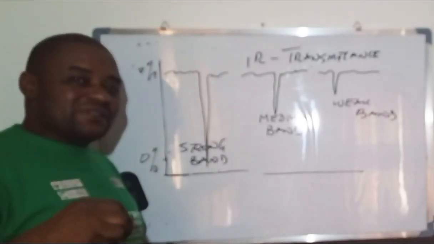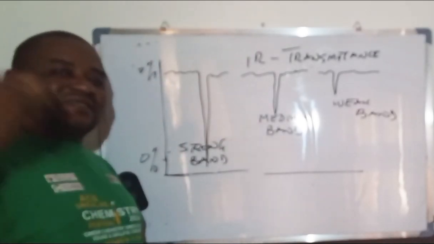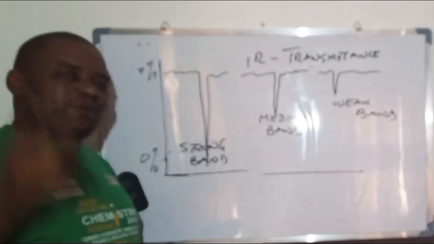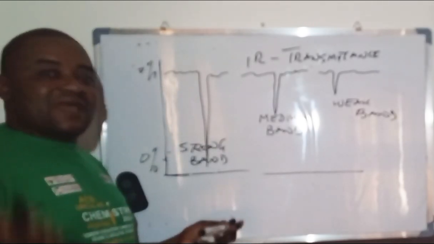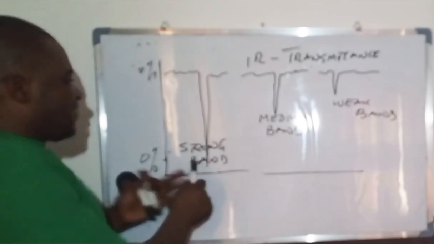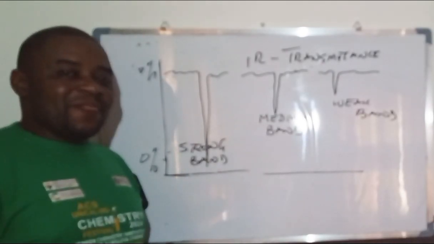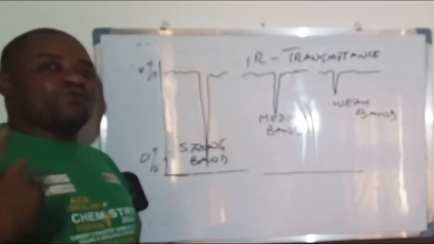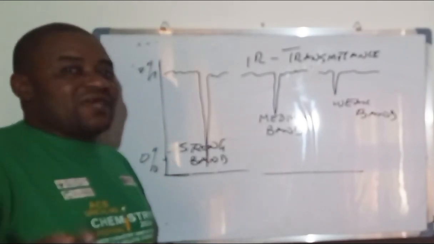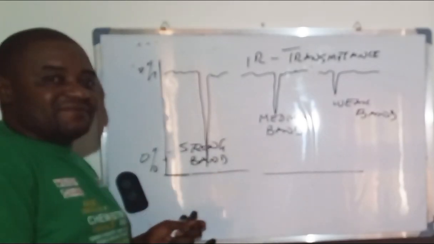The strength of that bond, the magnitude of that bond that is taking part in the IR experiment, is directly proportional to what? To the intensity of what? The band that is formed. So if you are having a strong band or a strong peak, it means that the magnitude of the bond, which must be a polar bond, is what gives rise to that particular band or peak.